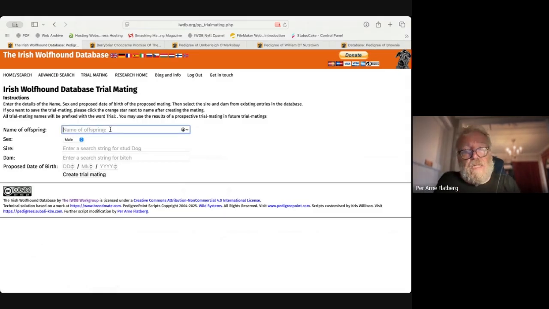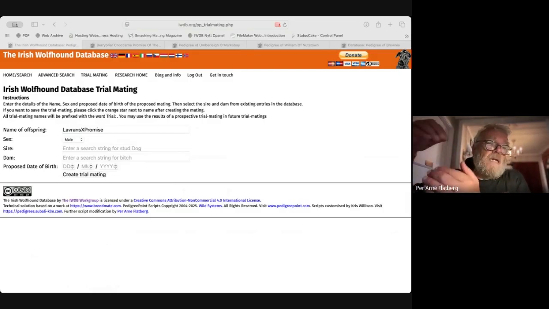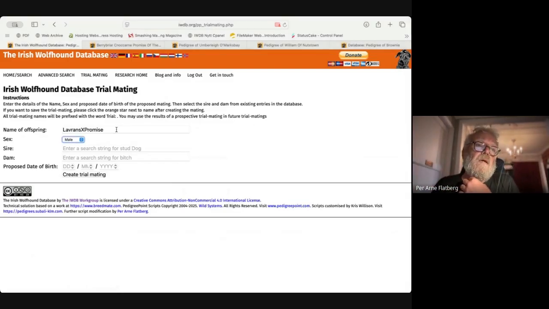So if I want to create a trial mating, I highly advise that you give it a name. For instance, Lavrans X Promise. I then give it a sex as well, because you can use trial matings in new trial matings. So if you want to plan generations ahead, what if I do this mating and then mate that offspring to this one and then mate that offspring to this one? You can always plan that with these tools.